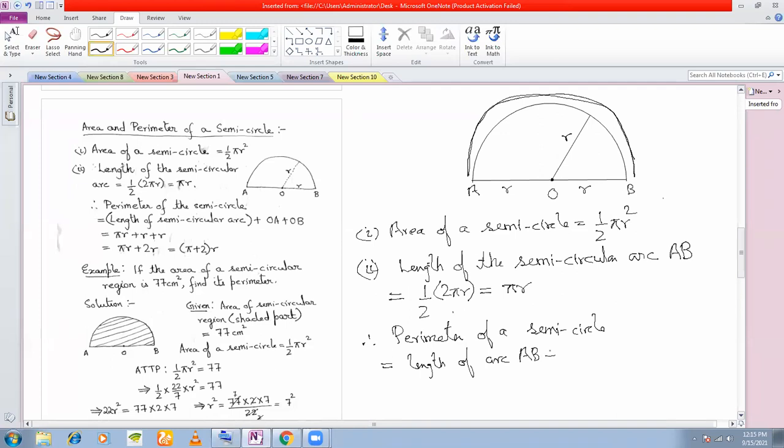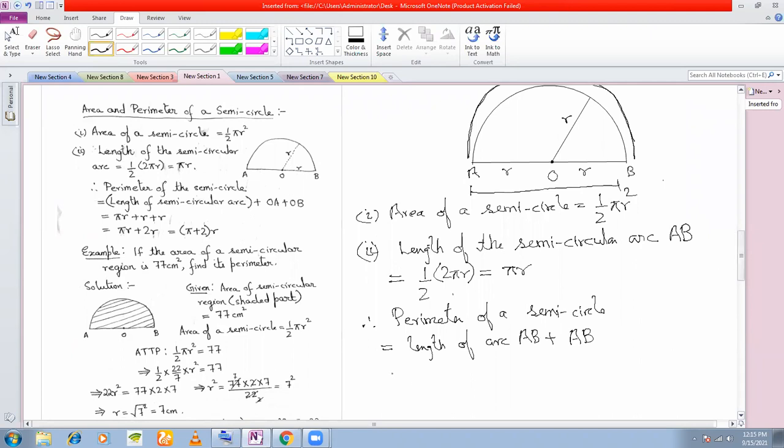AB plus this length here, this diameter AB. All of you agree with this? Yes, sir. So length of the arc AB, how much have we found out? Pi r. And what is the length of the diameter AB? 2r. So r plus r, and now from here you can take r common, get pi plus 2.